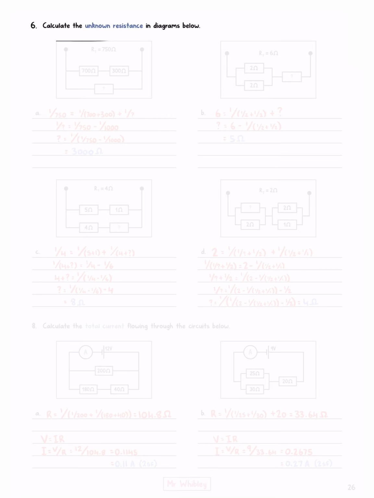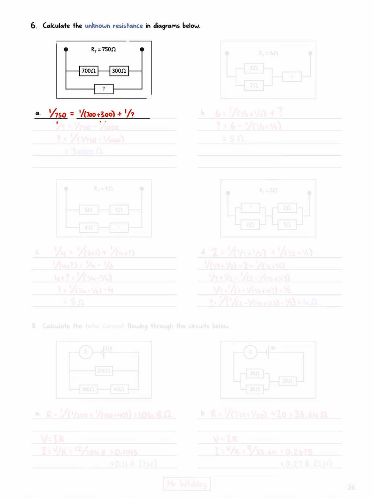Our total resistance is 750 ohms, and we have a 700 ohm and 300 ohm resistor in series, which are in parallel with our unknown resistance. These two branches are in parallel, so we know that 1 over our total resistance is the sum of the 1 over resistances of each branch. The first branch has a 700 and 300 in series, and the second branch just contains our unknown. We can solve this for our unknown by first subtracting our 1 over 700 plus 300 from both sides, which is 1 over 1000. We can then take the inverse of both sides, which gives me 3000 ohms.